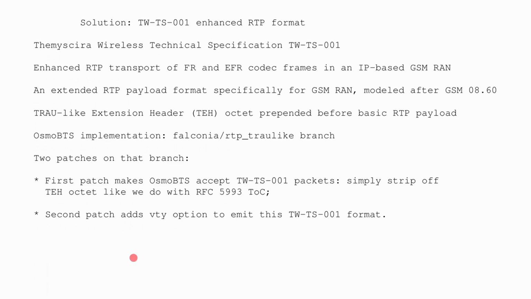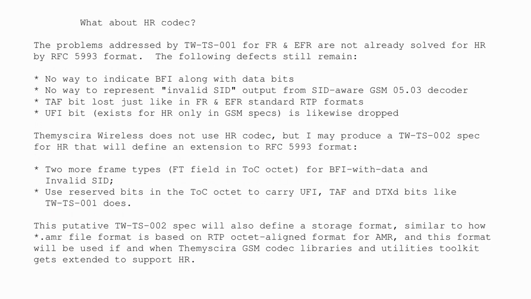And I have a proposed implementation for Osmo BTS. There's a feature branch, and there are just two patches on that branch. The first patch accepts the format, and the second patch adds a VTY option to emit this format. Right now it's on the feature branch. I would be quite happy to push them to Gerrit for review, but I wanted to gauge the community's feelings first before I just spring it on everybody, so maybe we can cover this in the discussion part afterwards. So that just describes what it is.